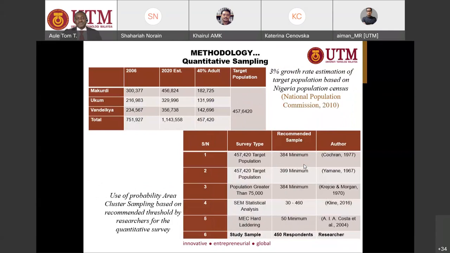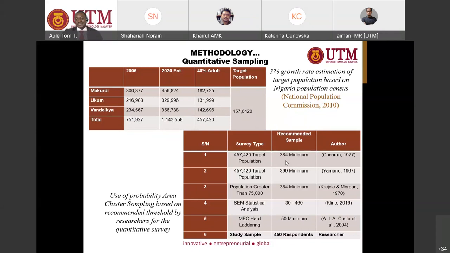In the quantitative aspect, we arrived at final respondents of 350, which was physically carried out last year in the study under review. We arrived at this using the Cochran formula. We inputted the target population representing the three areas and 40% of adults, because in the Nigerian population, about 60% are youths below the age of 30. So if we add the population of these and take 40%, this is the target population. Using the Cochran formula, we arrive at a minimum sample of 384.